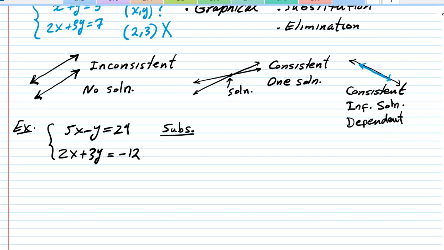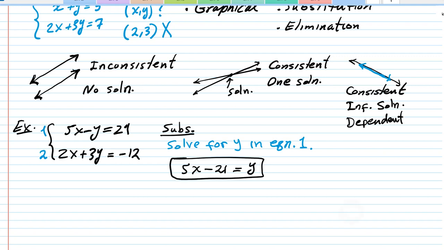Okay, first equation, I'm going to solve for y in equation 1. And this is number 1, this is equation 2. Now, how do I solve for y? Well, I can keep 5x, bring 21 to the left, becomes negative 21, and move y to the other side, becomes positive y. And there you go. So I solved for y.